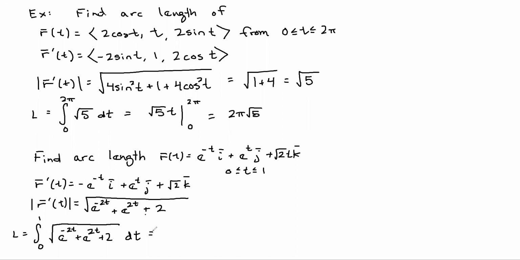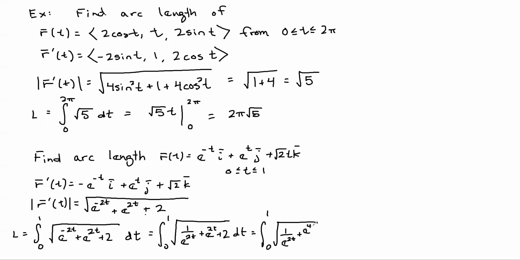And so we're going to rewrite this as a fraction. So we're going to get 1 over e to the 2t plus e to the 2t plus 2 dt, right? And now once we've done that, we want to get common denominators. It's going to be tight fitting this on this page, but let's see if we can do it. If we get common denominators, we're going to get 1 over e to the 2t plus e to the 4t over e to the 2t plus 2 e to the 2t over e to the 2t.